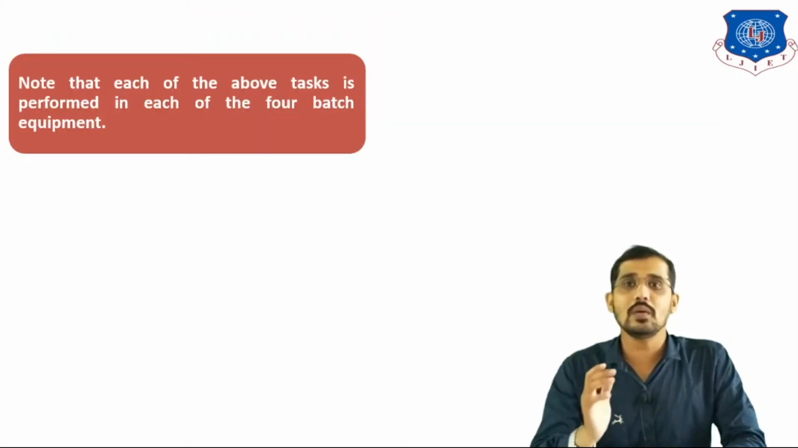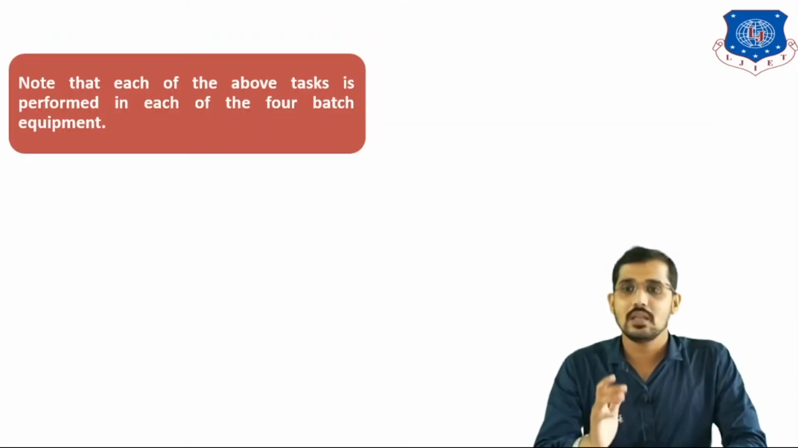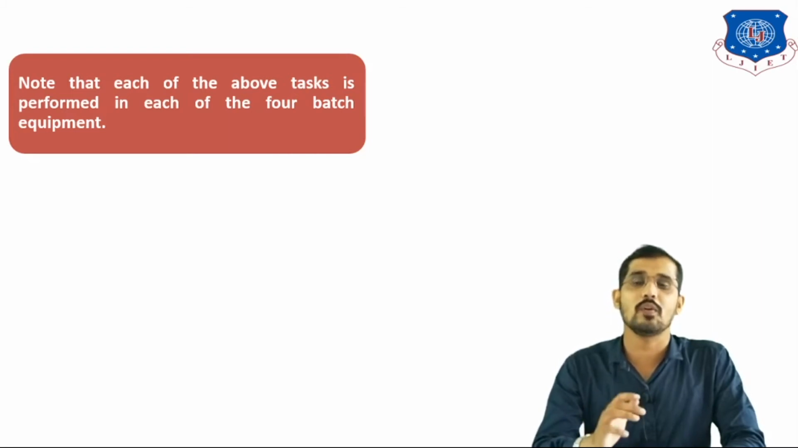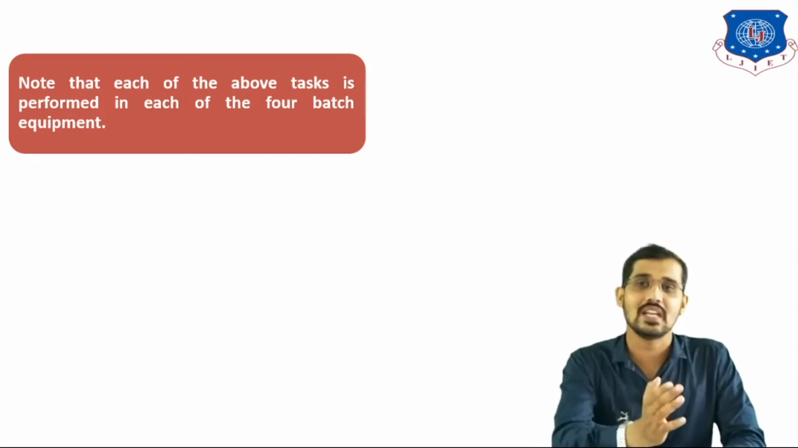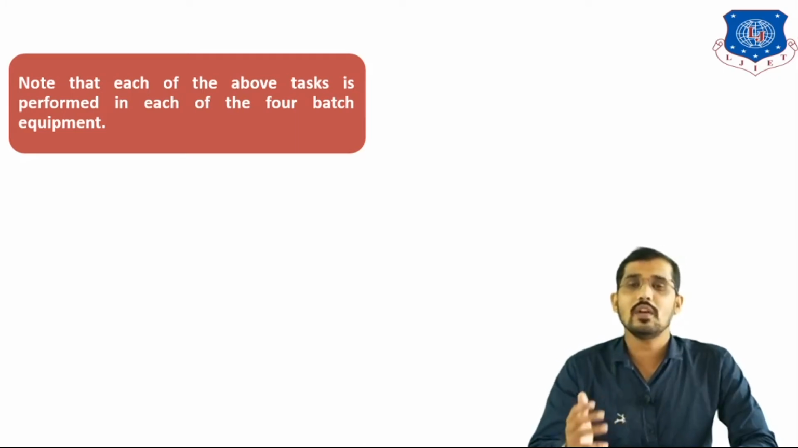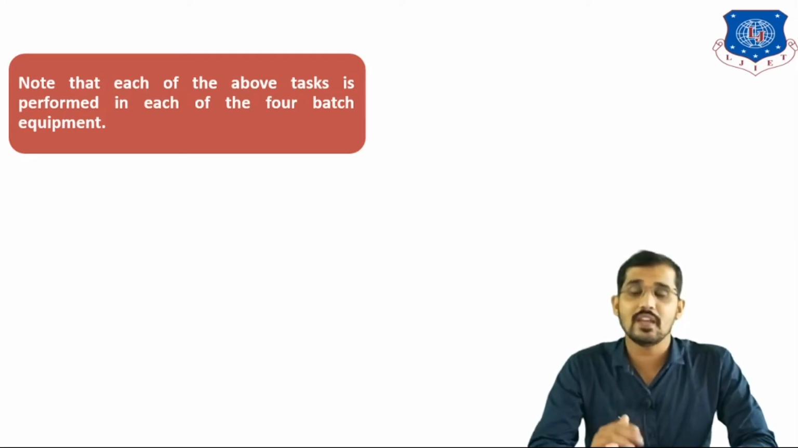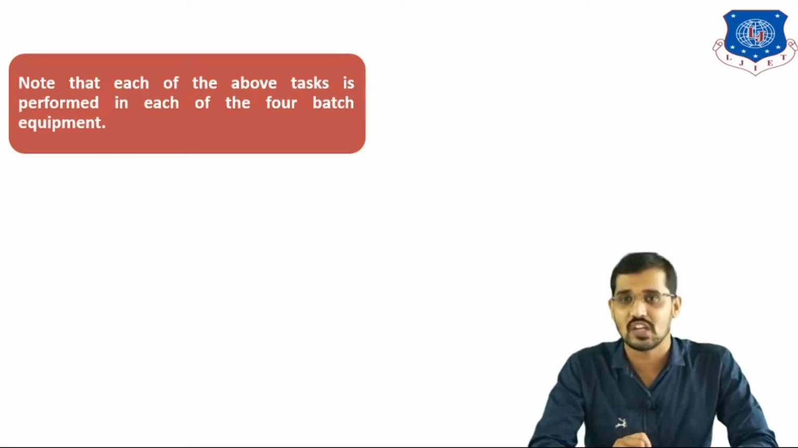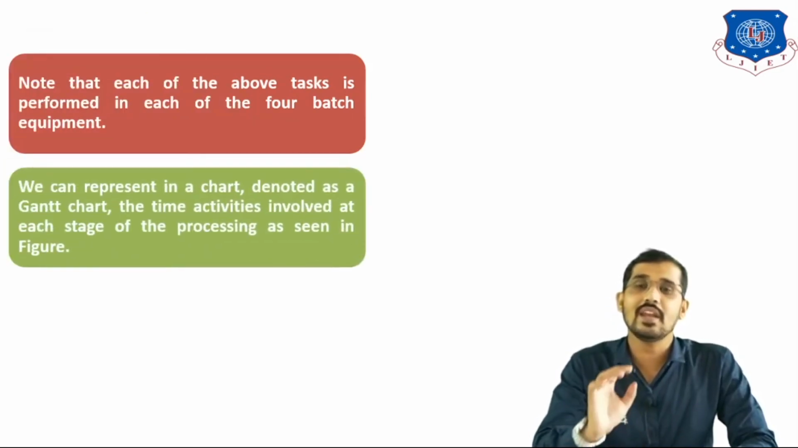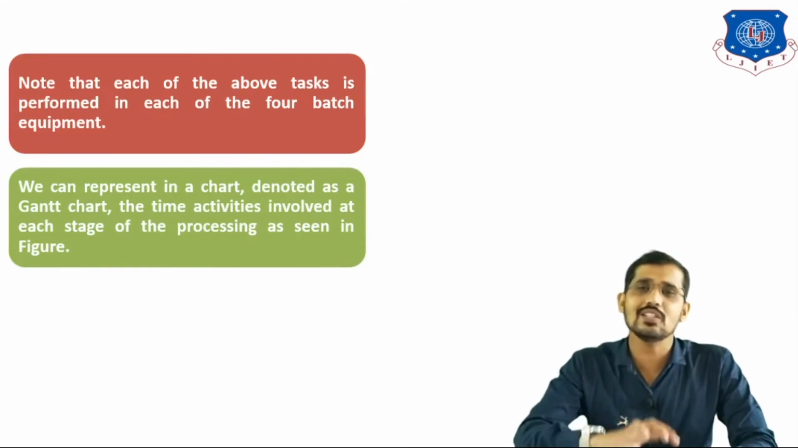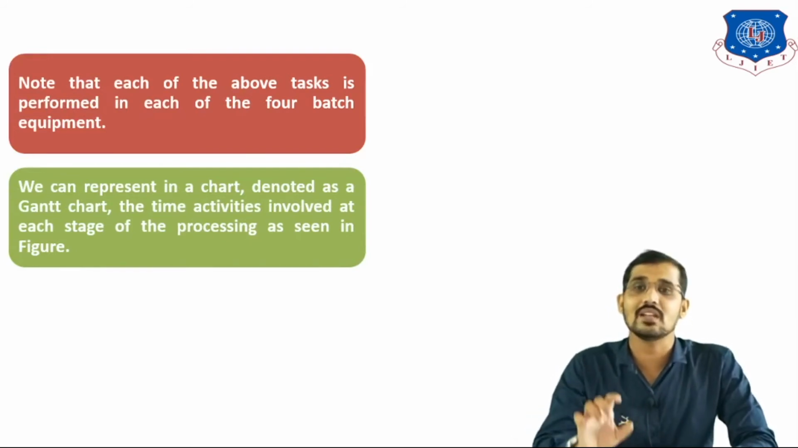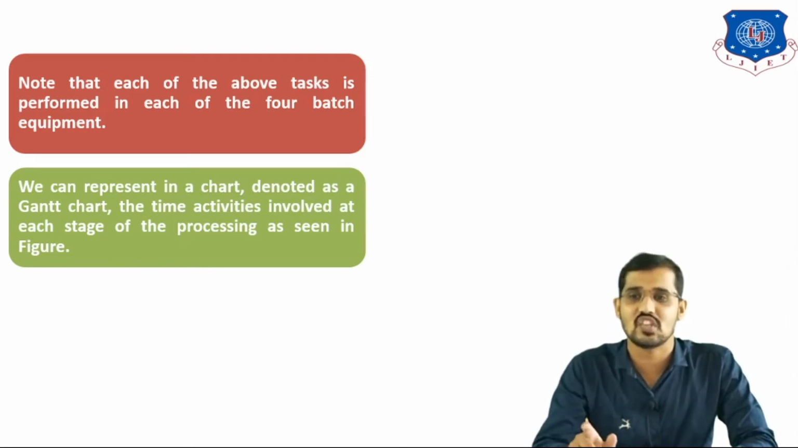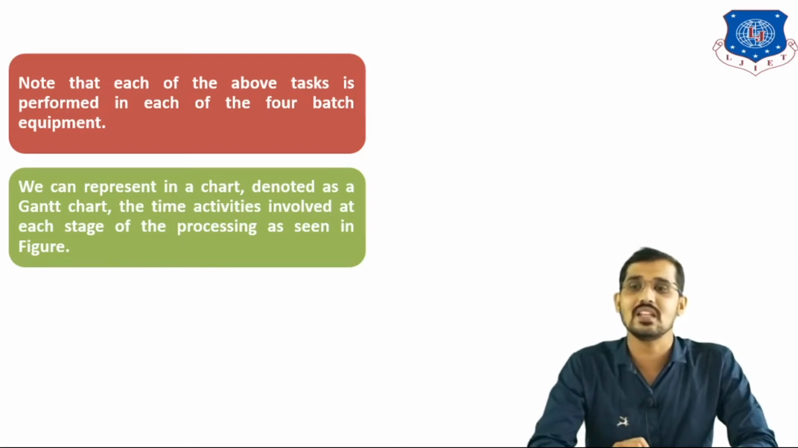After that, note that each of the above tasks is performed in each of the 4 batch equipments. Those are nothing but reactor, mixing tank, centrifuge and tray dryer. Now whatever we have performed in this operation, we can represent all these things in one chart. That is nothing but a Gantt chart. So you can see on the screen, we can represent in a chart all these operations, denoted as a Gantt chart, the time activities involved at each stage of the processing as seen in the figure.